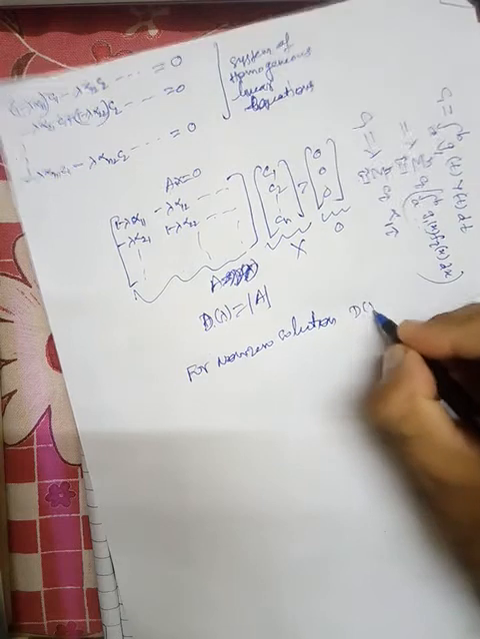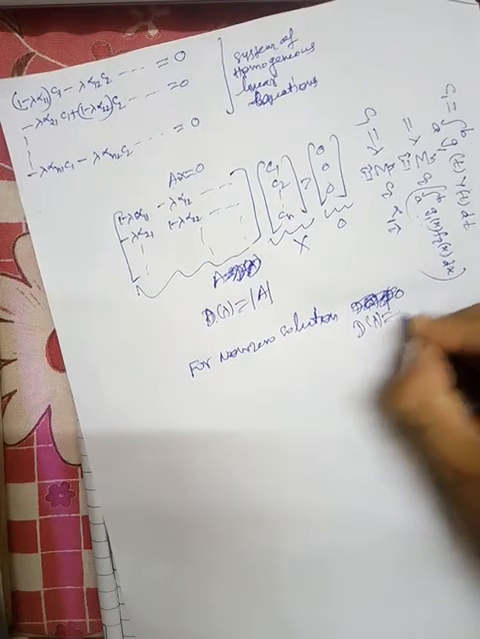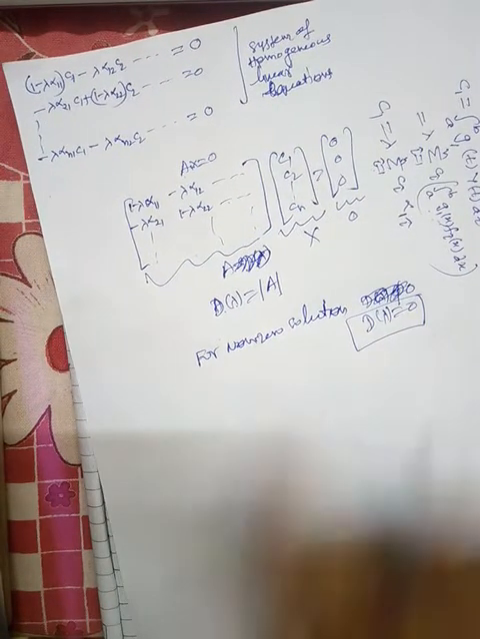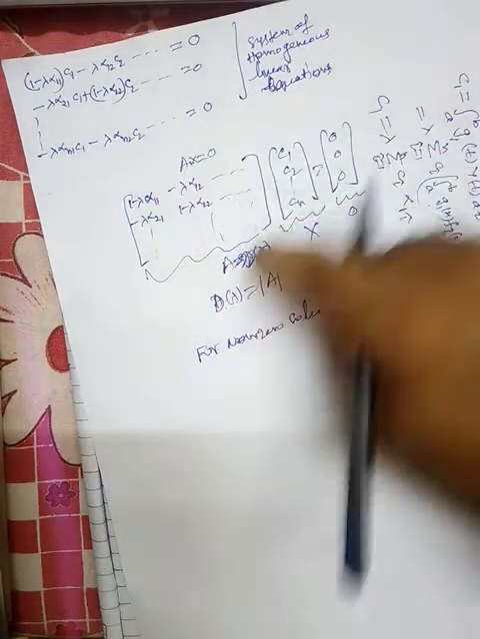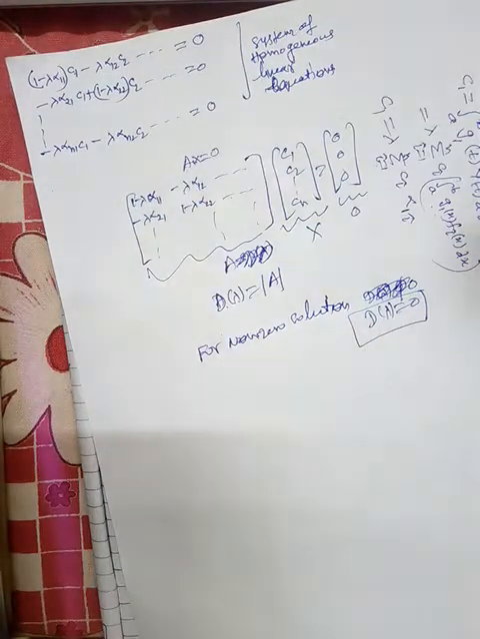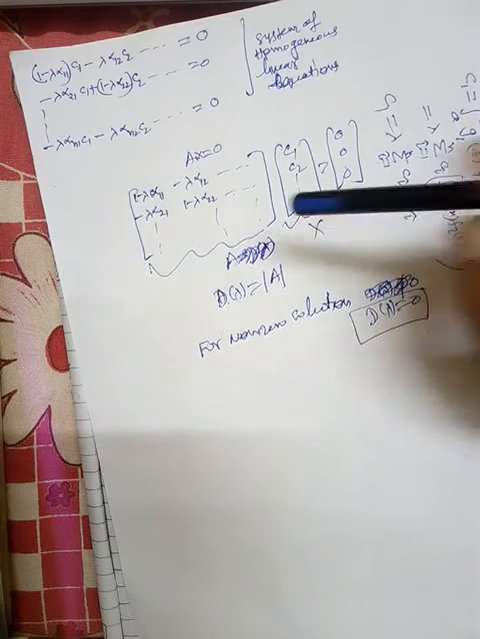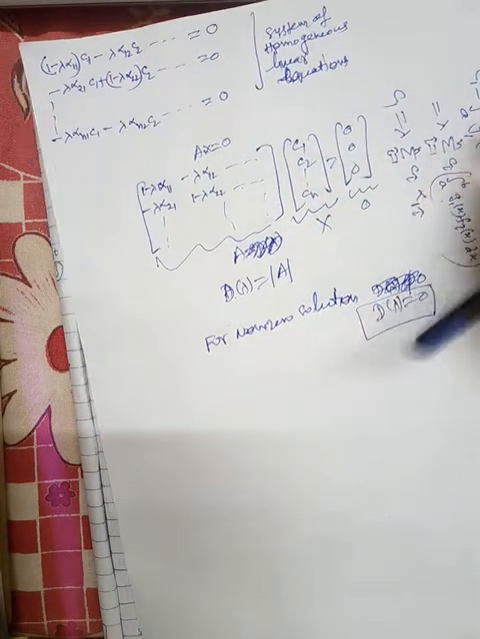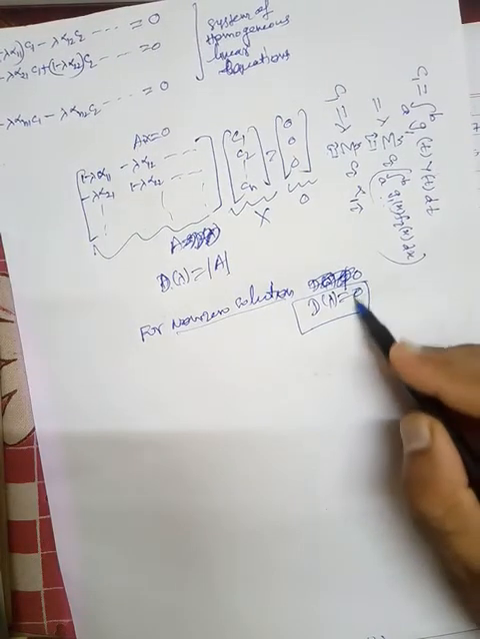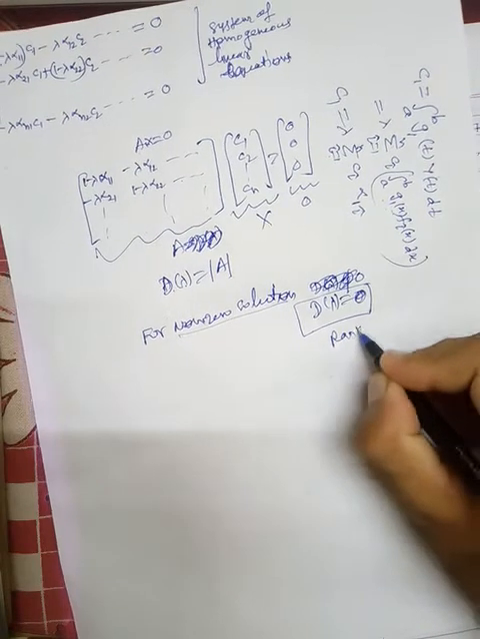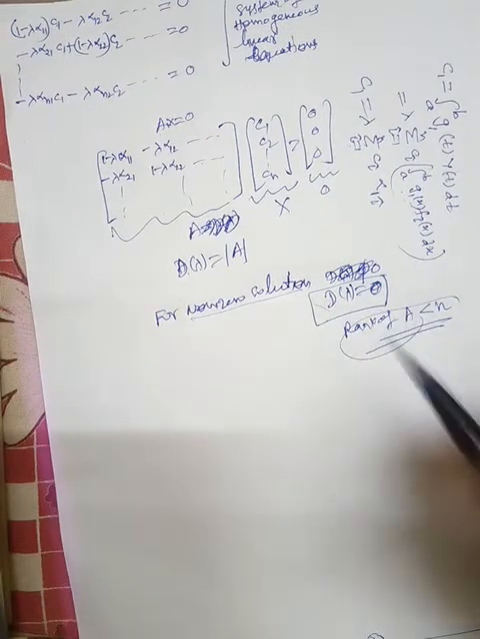So here D lambda should be, sorry, D lambda will be 0 for a non-zero solution, because in that case its rank will be n minus 1 and we have infinitely many solutions. But if this is a non-zero quantity, its rank will be exactly n, and in that case we have only the trivial solution. So our interest is a non-zero solution, that means infinitely many solutions, which is only possible when D lambda is 0. That means the rank of A is less than n. This is only possible. Fine.